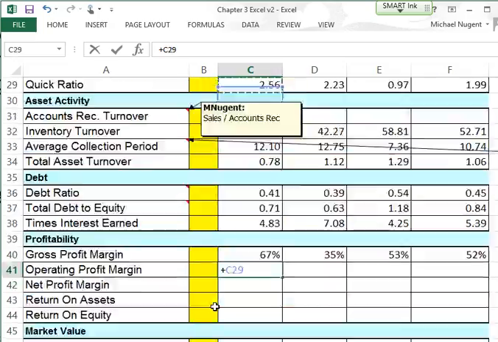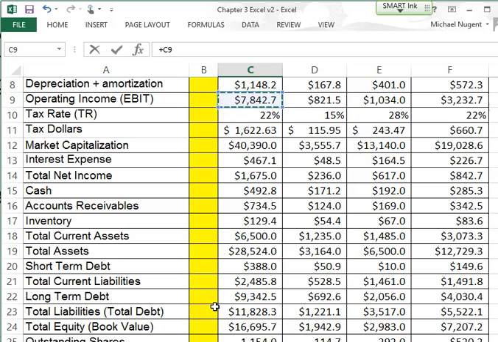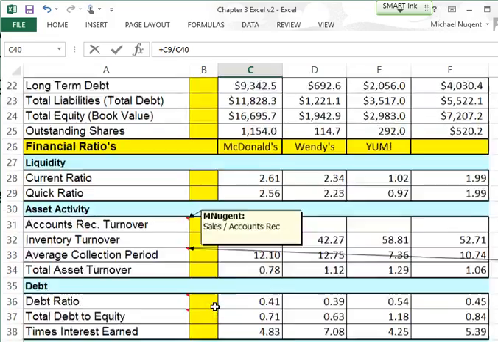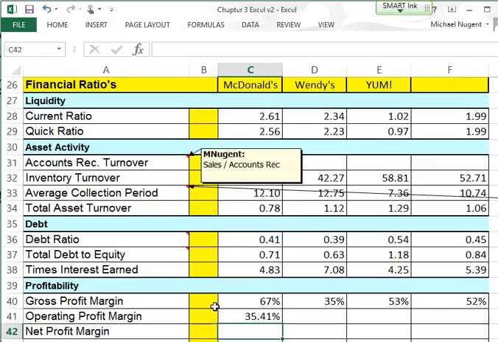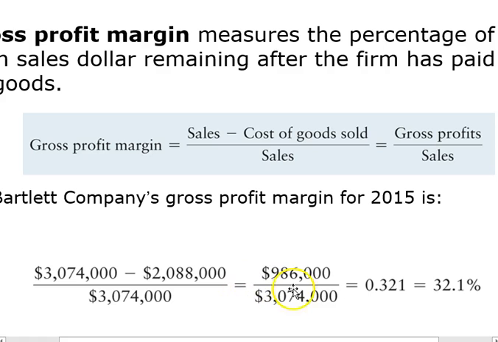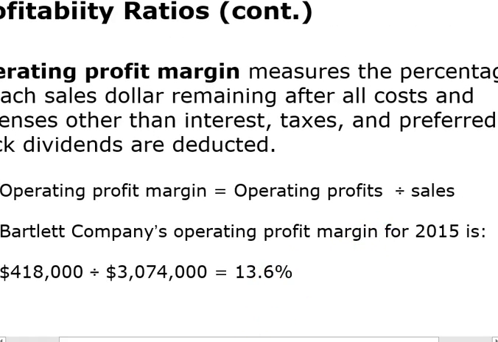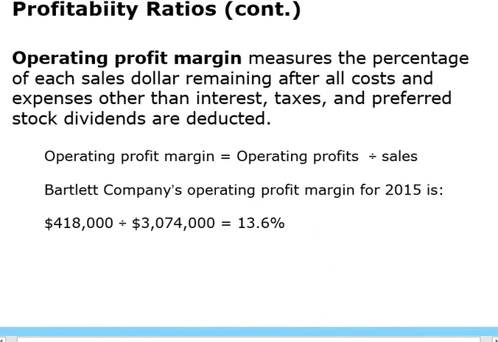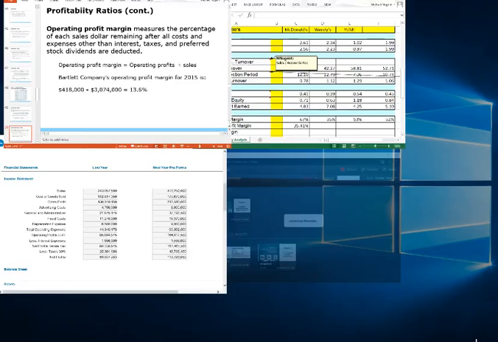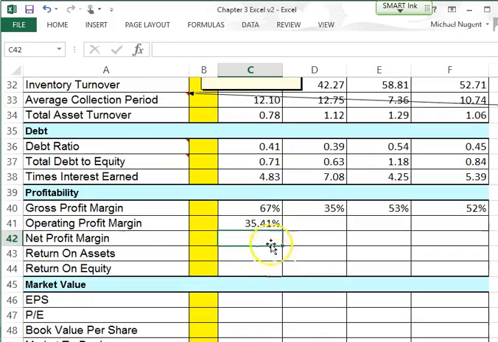All right, so let's look at the operating profit margins. And here, we're going to take operating income divided by sales. See that? Operating income divided by sales. Operating profits divided by sales, which is also known as EBIT. Okay, so for McDonald's, I got 35%.